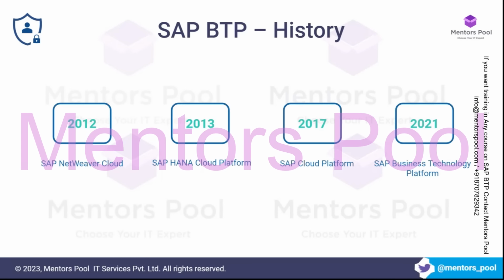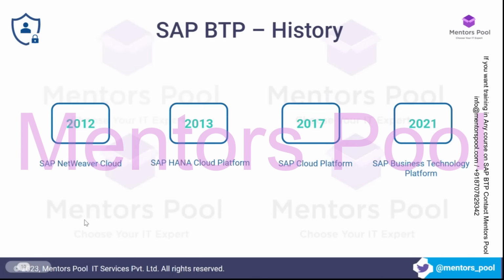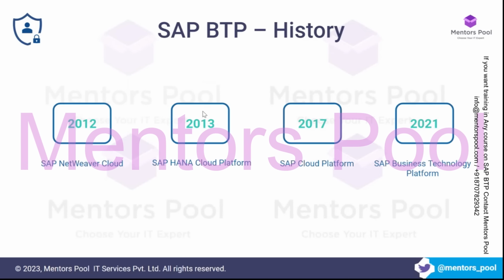Okay, so now let's understand the BTP platform. But yes, I would like to give you a quick understanding of how BTP evolved. So I mentioned, in 2012 they had this as NetWeaver Cloud, and at this time the platform was not exposed to partners and customers. Later they renamed it to HANA Cloud Platform. Again, they changed it to SAP Cloud Platform. And later in 2021, they changed to Business Technology Platform and they opened their platform to all partners and customers this time.